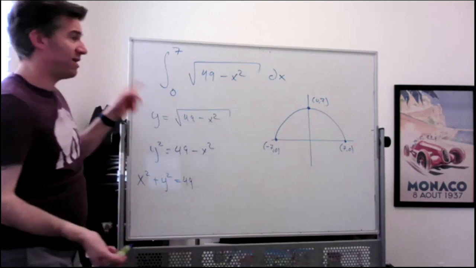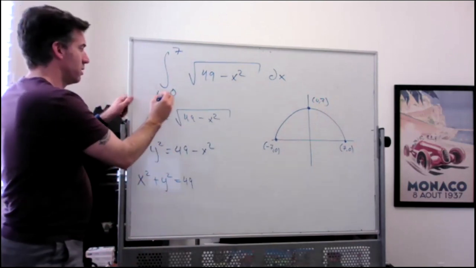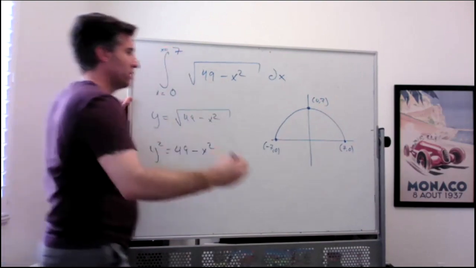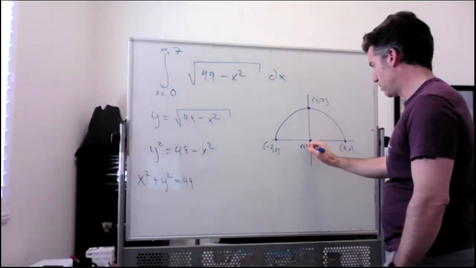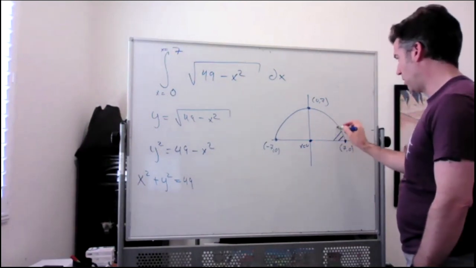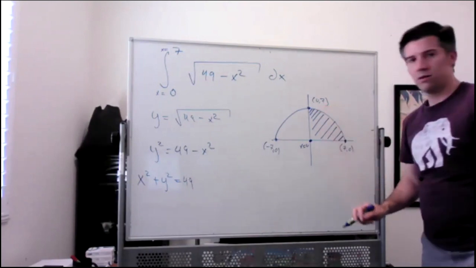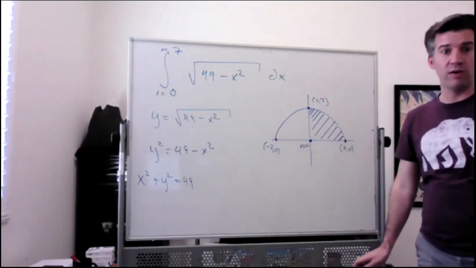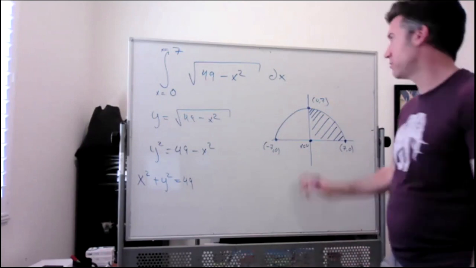So if I'm trying to find the area under the curve between x equals 0 and x equals 7, I'm starting here at x equals 0, and I'm ending right here at x equals 7. So that's going to be all of the area under this curve. And that looks like a pretty well-known fraction of a circle. How much of a circle do I have?